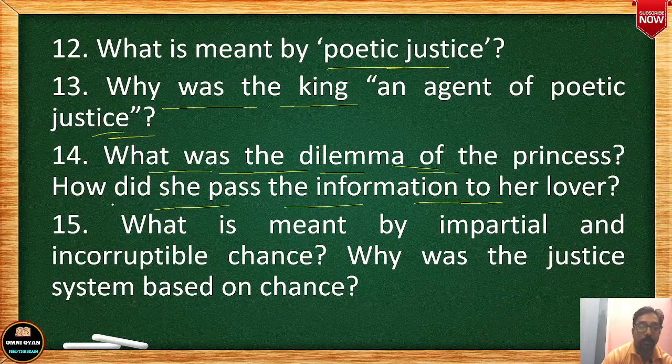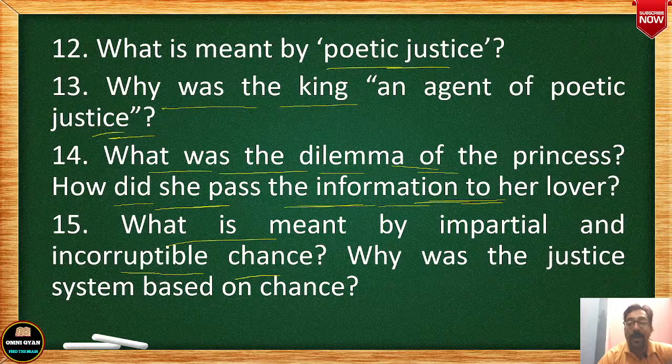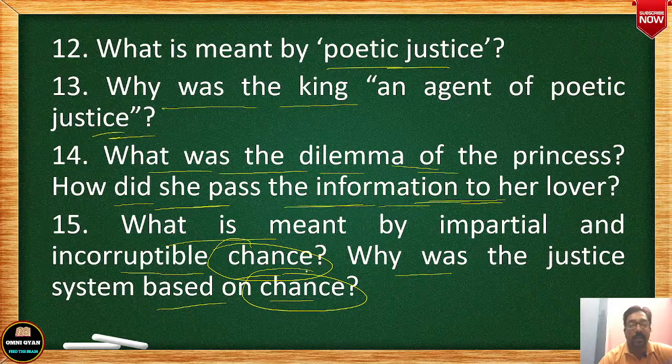What is meant by impartial and incorruptible chance? There was no corruption. There was no partiality in the justice system. It was absolute chance, luck. Chance here means luck. Why was the justice system based on chance? Because he was a fanciful, semi-barbaric king. Whatever punishment had to be given would be based on luck and not on the king, so that no one can blame the king.